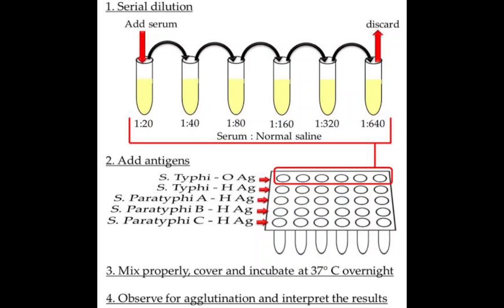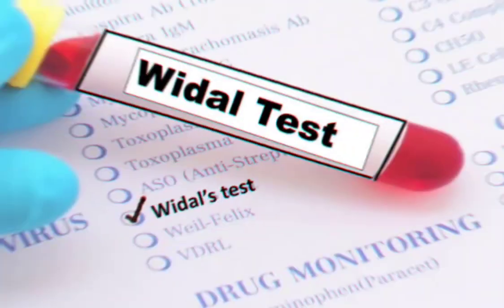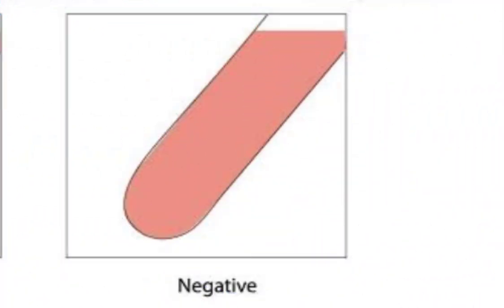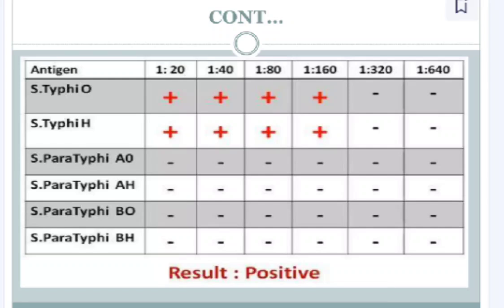After 24 hours of incubation, if clump or agglutination occurs in the test tube, it represents a positive result, and if the test tube is clear with no agglutination, then it shows a negative result. Now we will see two Widal test reports, one with positive test and another with negative test. So this is the Widal test report of the typhoid positive patient.